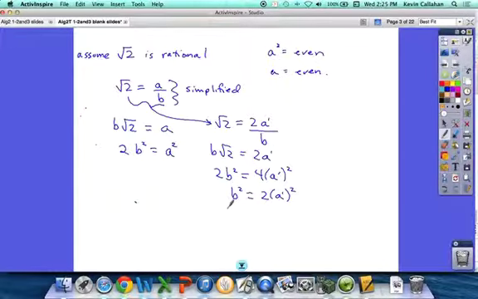What do we know about b squared now? Since it equals 2 times something, it's even, right? So now we know that b squared is even. What does that tell us about b? b is even.